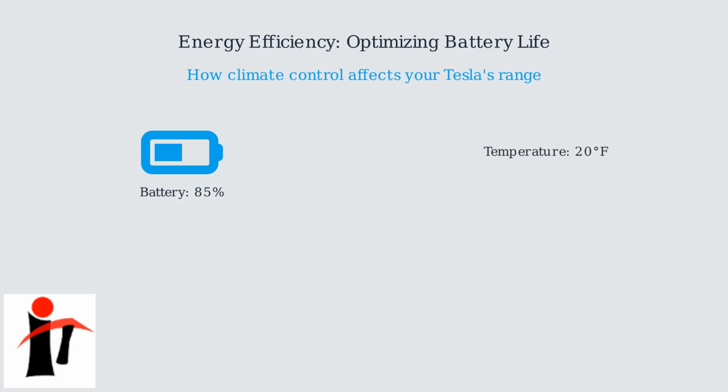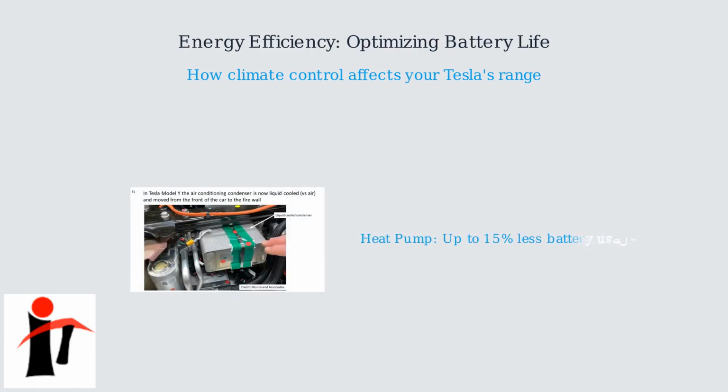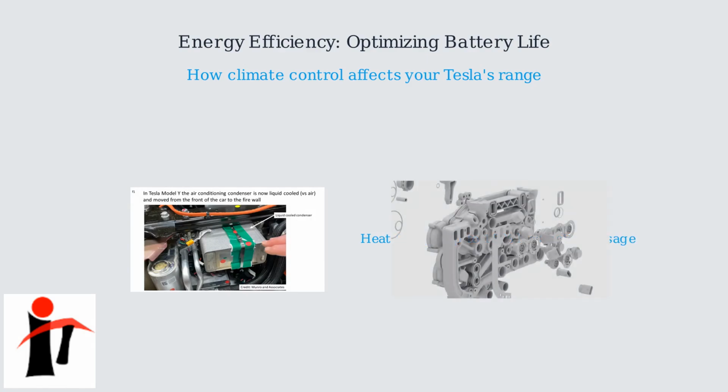In cold climates, preconditioning the cabin while your Tesla is plugged in is highly recommended. This warms the interior using grid power instead of battery power, minimizing drain. The heat pump in newer models like the Model Y and Cybertruck is particularly efficient, using up to 15% less battery than older systems. It transfers heat rather than generating it, providing heating and cooling with better energy conservation.